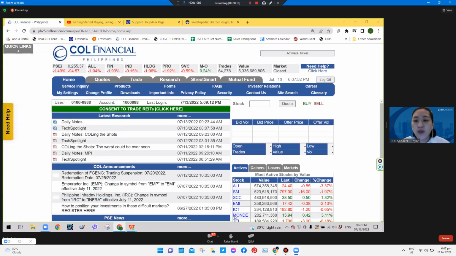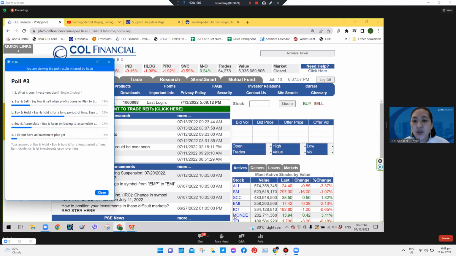For the buy and hold, I want to show this to you. I just shared this poll with everyone, so I hope you can see. Okay, so the majority really is buy and hold.